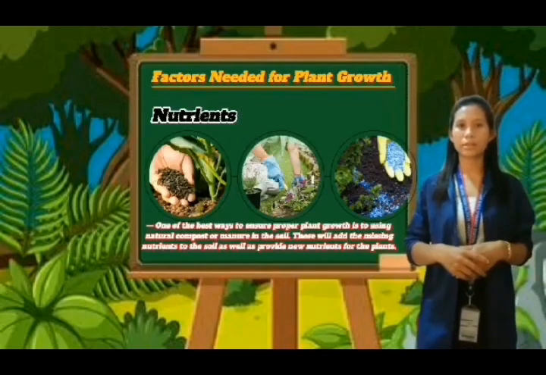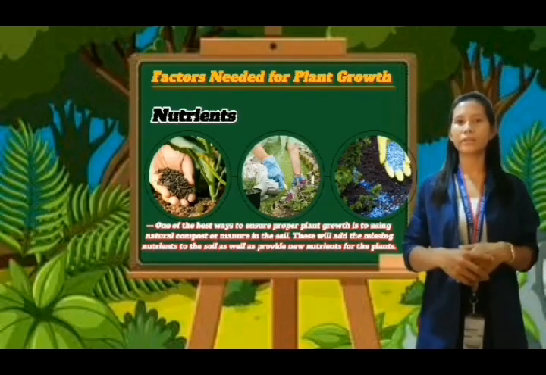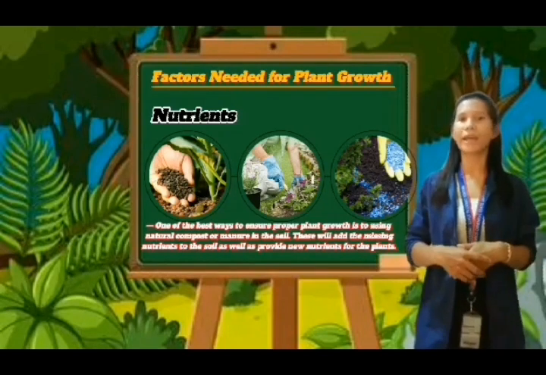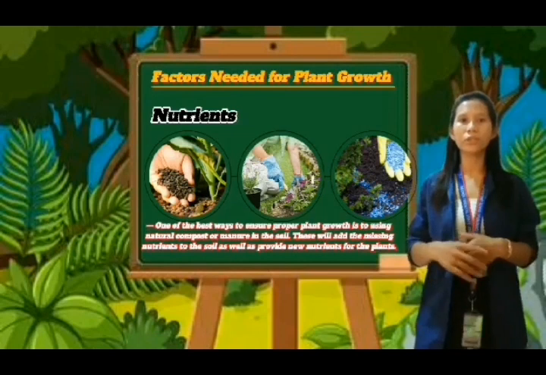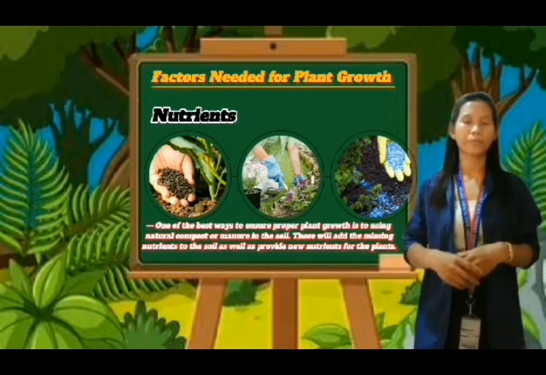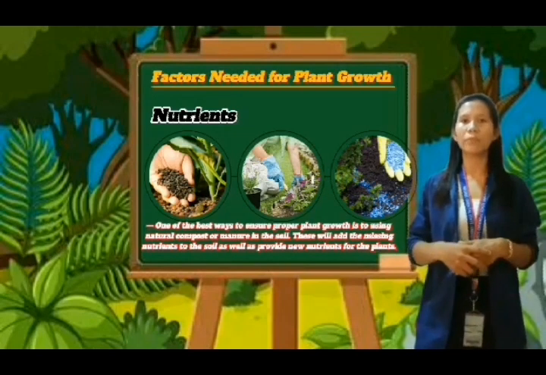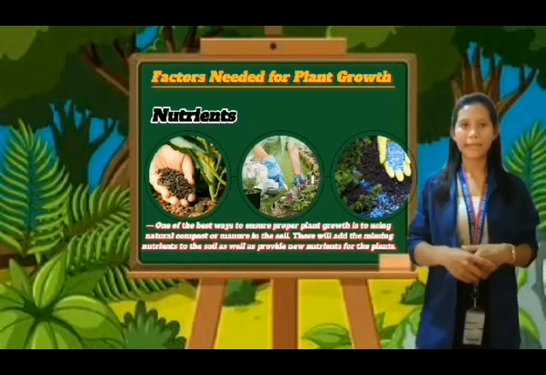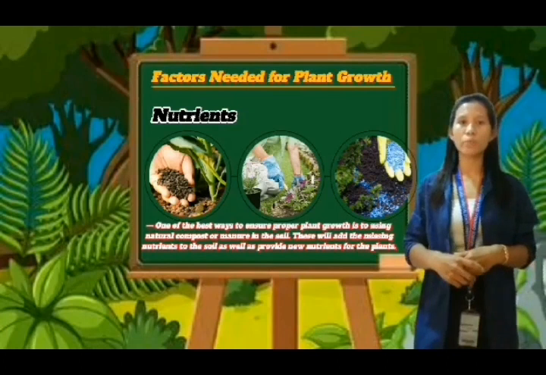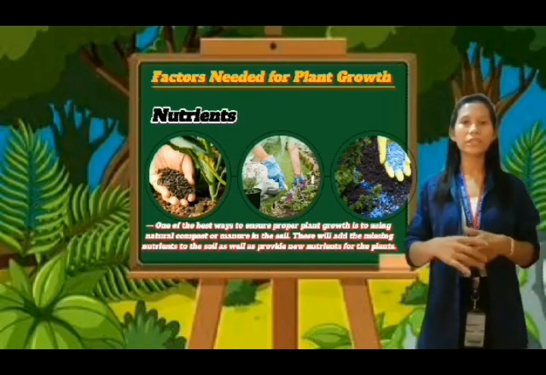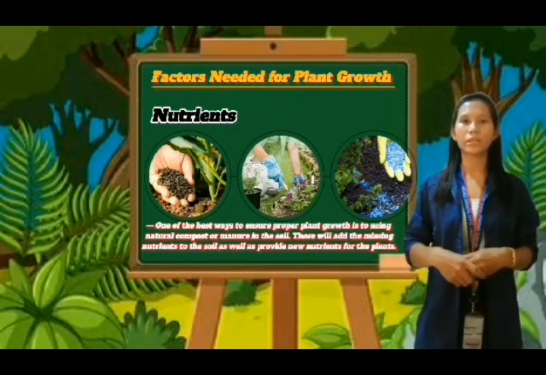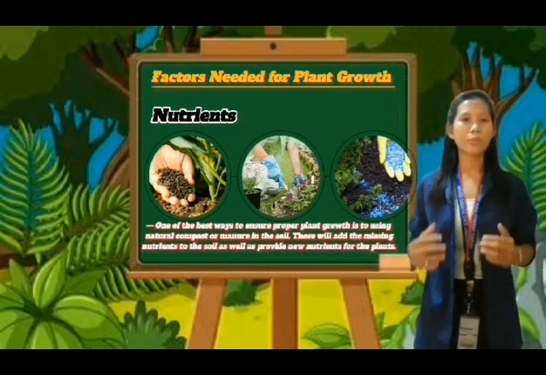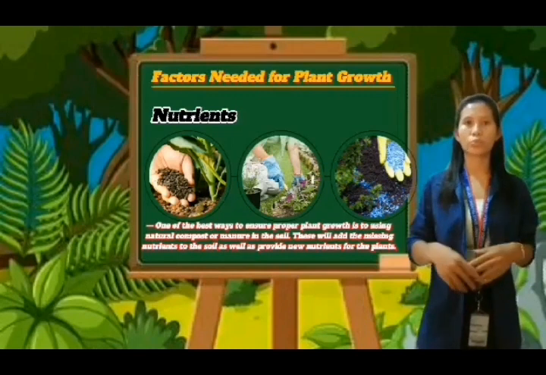Next is the nutrients. There are certain nutrients that plants need in order to grow. Carbon, oxygen, and hydrogen are three of the nutrients that plants need. They get this from water and from air. If a plant lacks any nutrient, plant growth can be stunted. One of the best ways to ensure proper plant growth is to use natural compost or manure in the soil. This will add the missing nutrients to the soil as well as provide new nutrients for the plants.